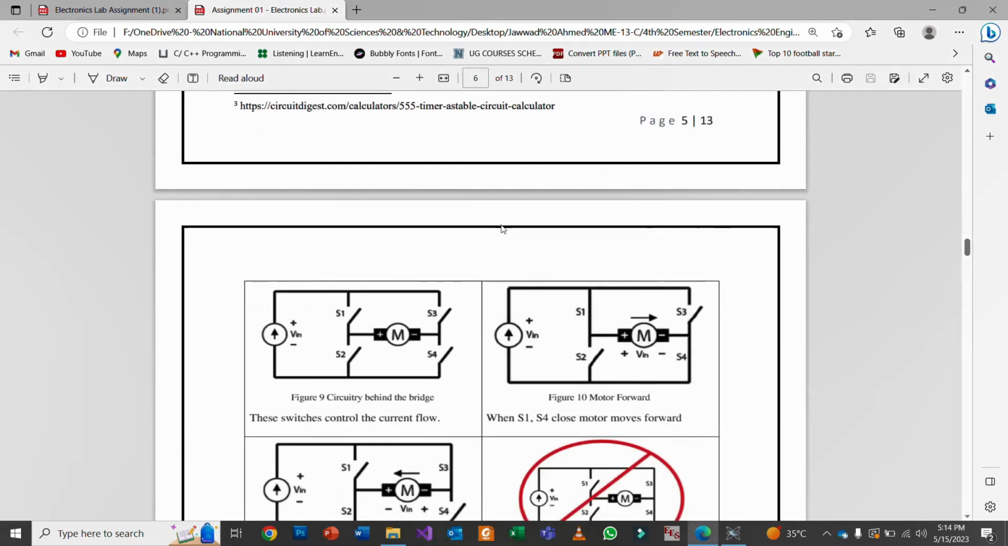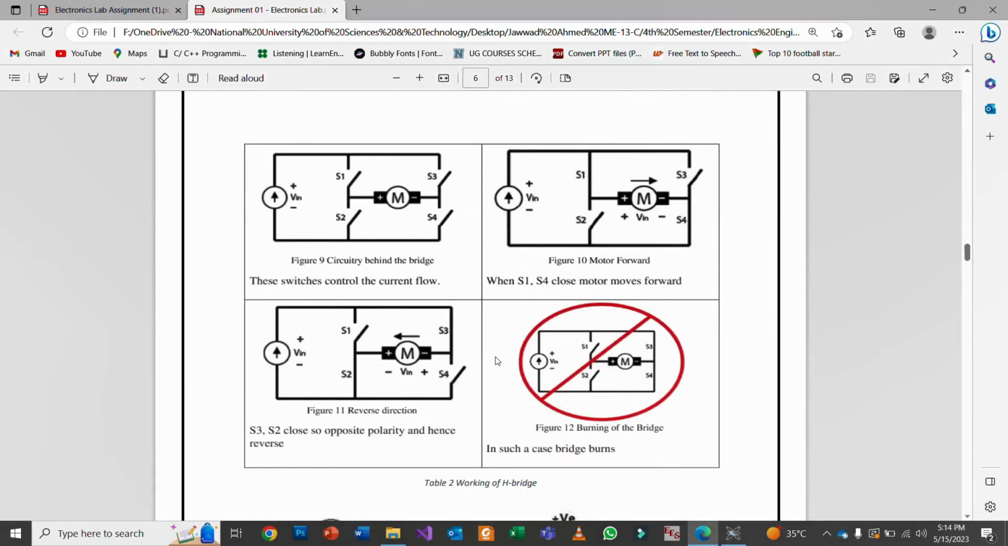Here's the methodology. This is the basic working of the H-bridge principle. If we have four switches and the motor in between them, and if switch 1 and switch 4 are on, the current will flow in this direction and the motor will rotate in the clockwise direction. If switch 2 and switch 3 are closed, which means they are on, the current will flow in the other direction and the motor will rotate in the anti-clockwise direction. And this is the configuration which will burn the bridge.